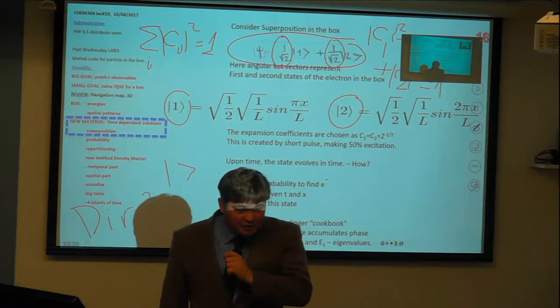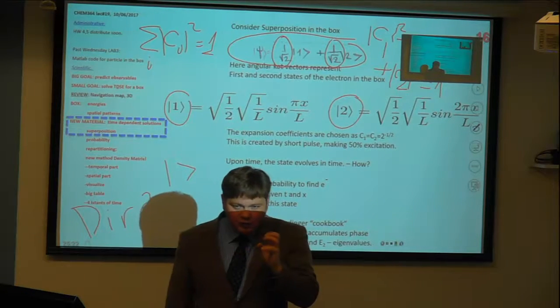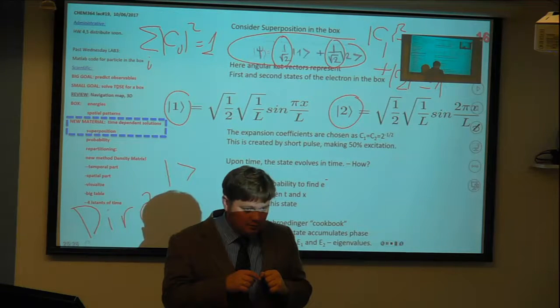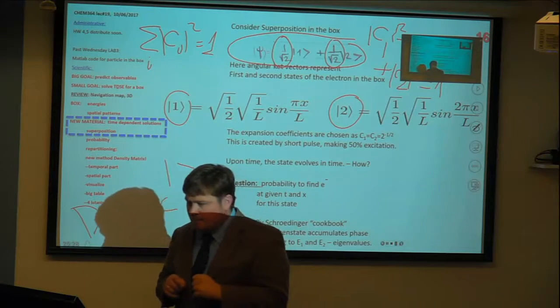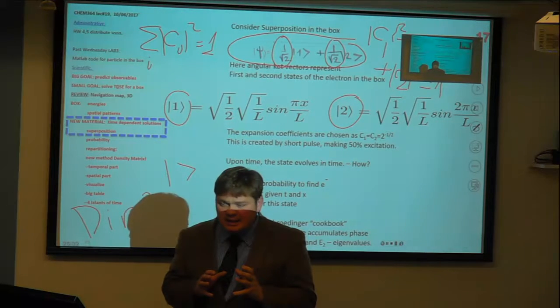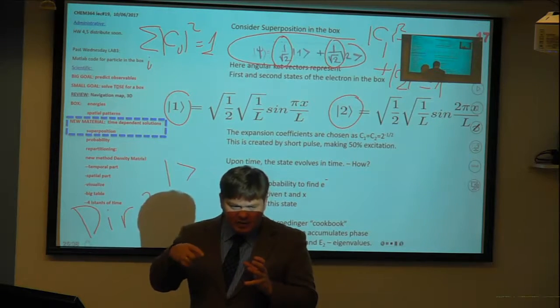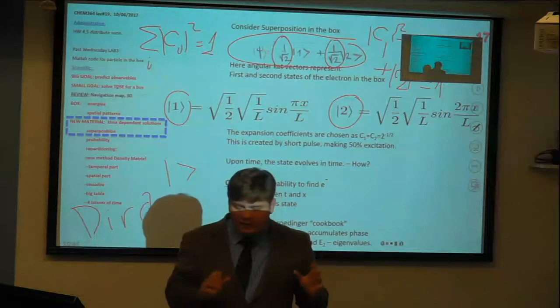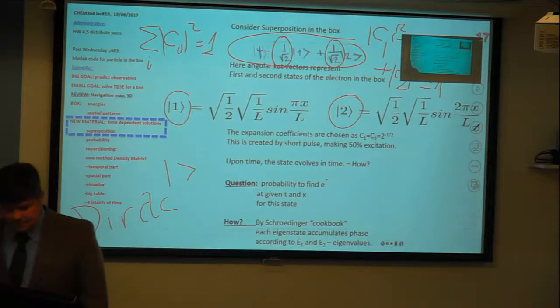But something will change, right? So these coefficients will not change their absolute value, but they will accumulate phase. And then we will see that the wave function, with its conjugated complex part, and probability distribution will change with time, as well as some observables.